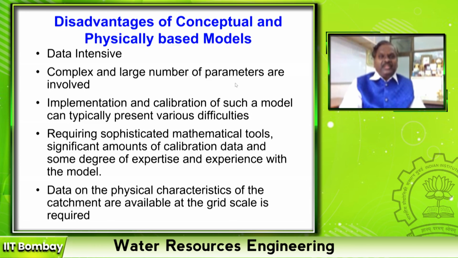So then comes the empirical method, then the conceptual and physically based methods. As I said, you have to express the equations in terms of concepts. Then in the physically based method, you should derive a relationship between input and output of each sub-hydrological process. That means again it depends upon data availability. So these two methods are data intensive, complex, and involve a large number of parameters, right? Implementation and calibration of such models can present various difficulties. Also these two methods require sophisticated tools. That is why nowadays we use finite difference, finite element and finite volume methods to derive the rainfall runoff relationship using semi-distributed or fully distributed physically based models.